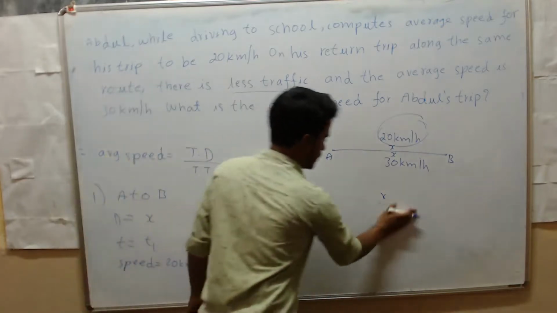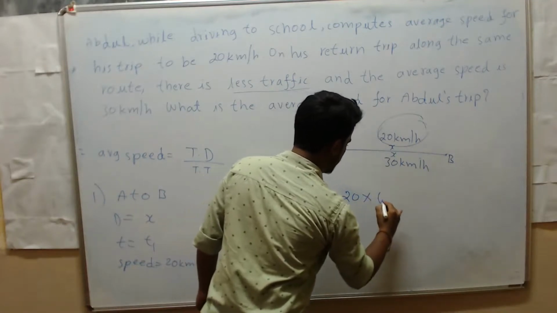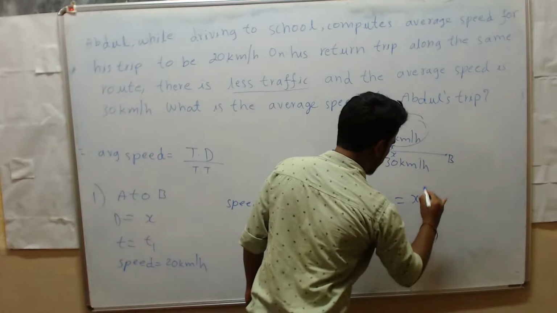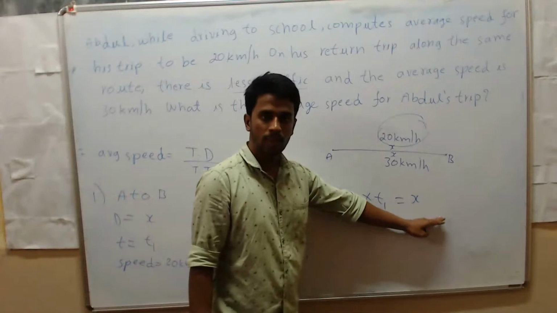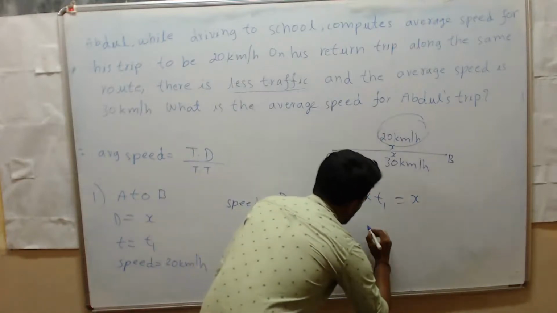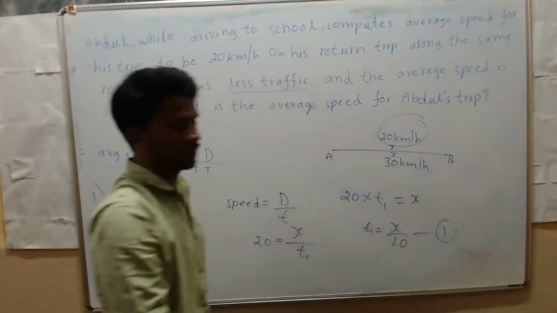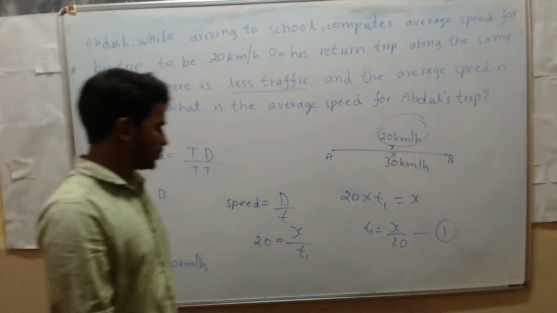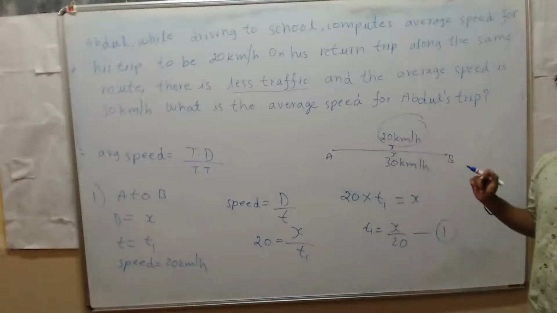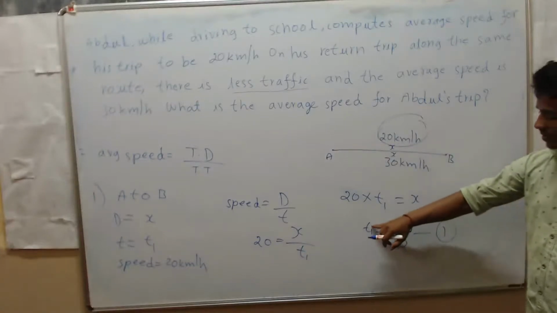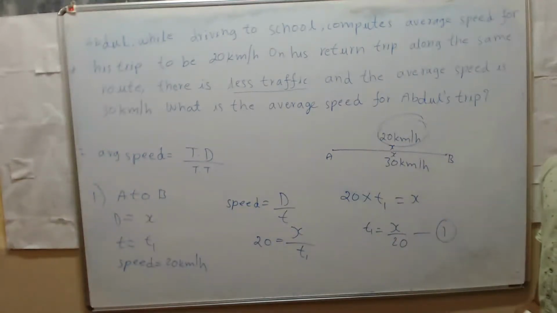So now, okay, I will write this step. 20 into t1 is equal to x. Now take 20 to this side, where it is in the form of multiplication. What happens when you bring it this side? That is division. Okay. So t1 is equal to x by 20. Call this equation 1. See, if you know the x value, then you will get the time from A to B. Here you know the speed only, but you don't know the distance. If you know the distance, then you will get the time taken from A to B, right? So take this as case number 1.